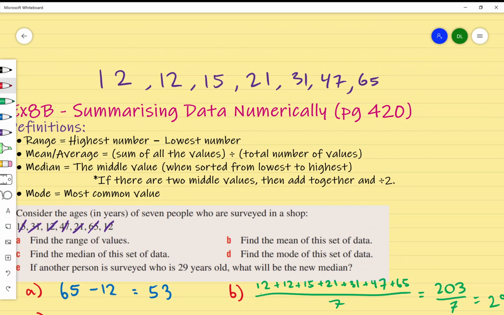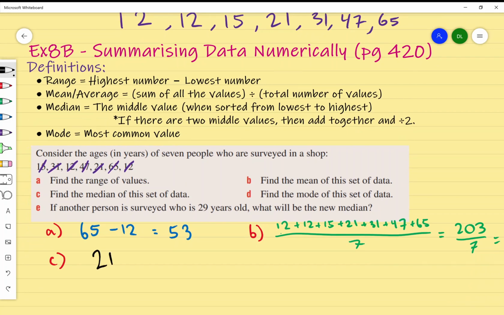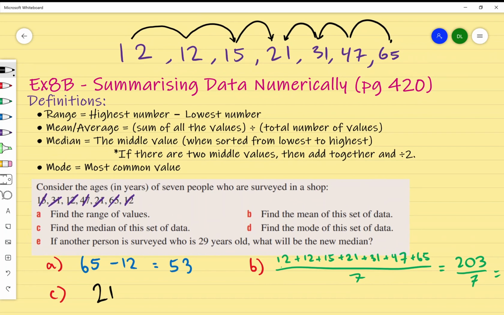To find my middle value, I have to sort them from lowest to highest. We've already done that, so that's good. Now I'm going to go 1, 2, 3. If I go 1, 2, 3, I end up with both 15 and 31. If I go one more step, I know I've gotten the same number of steps on both sides. And we end up with the answer of 21, which means the median value is going to be 21. So I write 21. All that's telling me is that the age of the person in the middle is 21 years old.